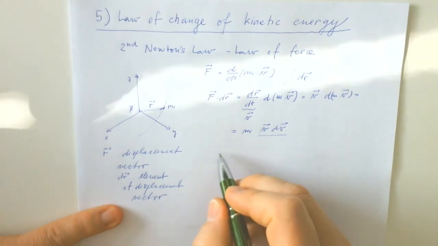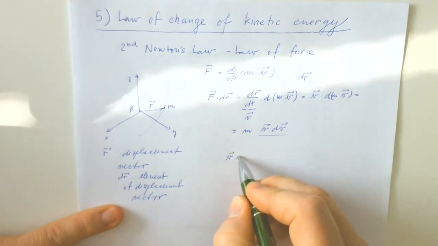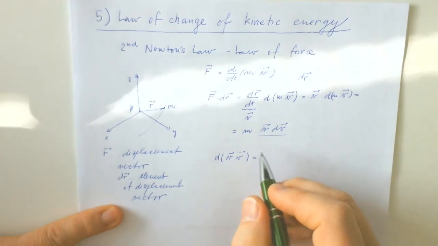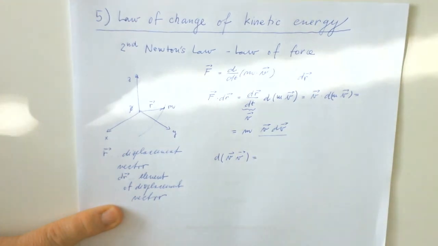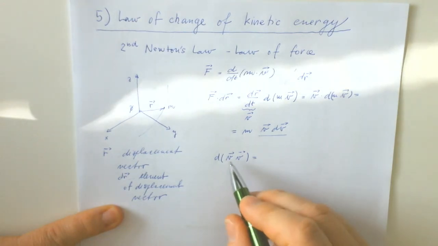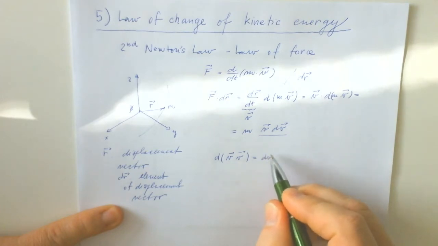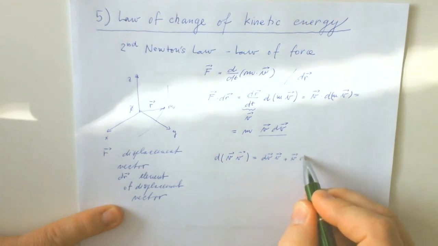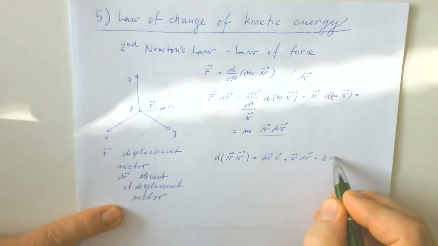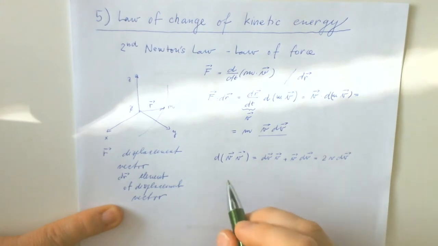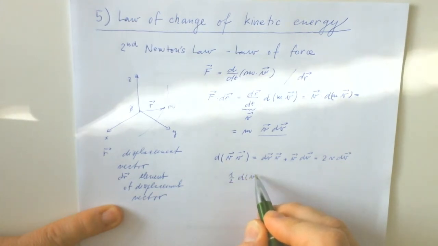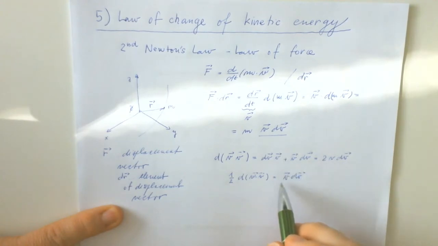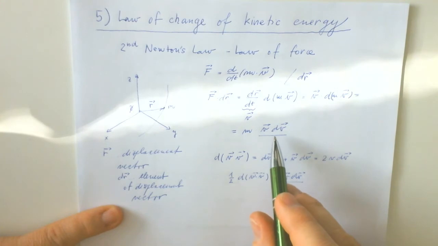So let's continue in this way. If we have v by v and we make a differential of this, it's a differential of multiplication, so we differentiate the first term and rewrite the second term, plus we rewrite the first term and differentiate the second term. So it is 2v dv. So we can say that 1/2 of d(v by v) is equal to v dv. And this is what we have here.